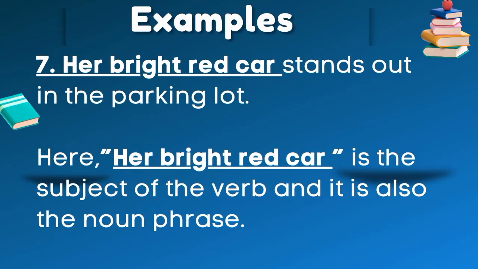The next example, a bright red car stands out in the parking lot. So the noun phrase in that sentence also is a bright red car, which is functioning as the subject of the verb.